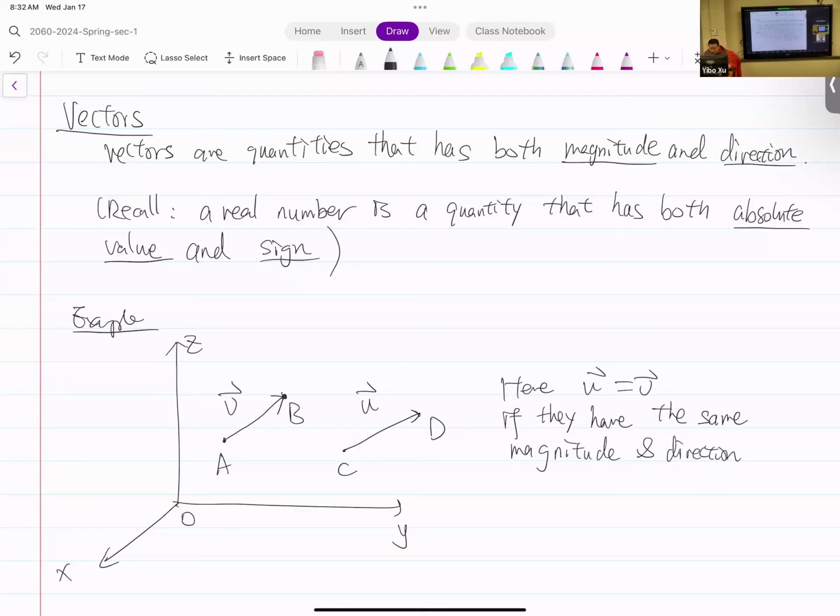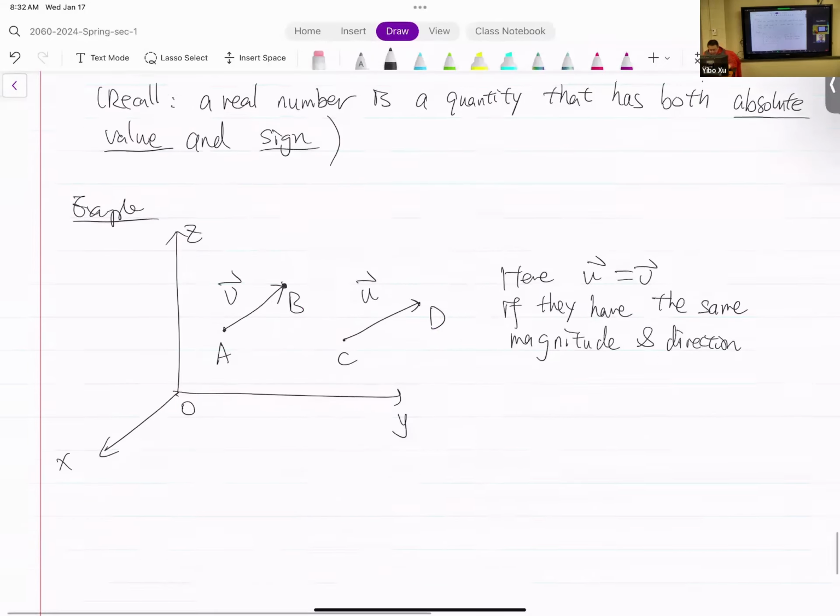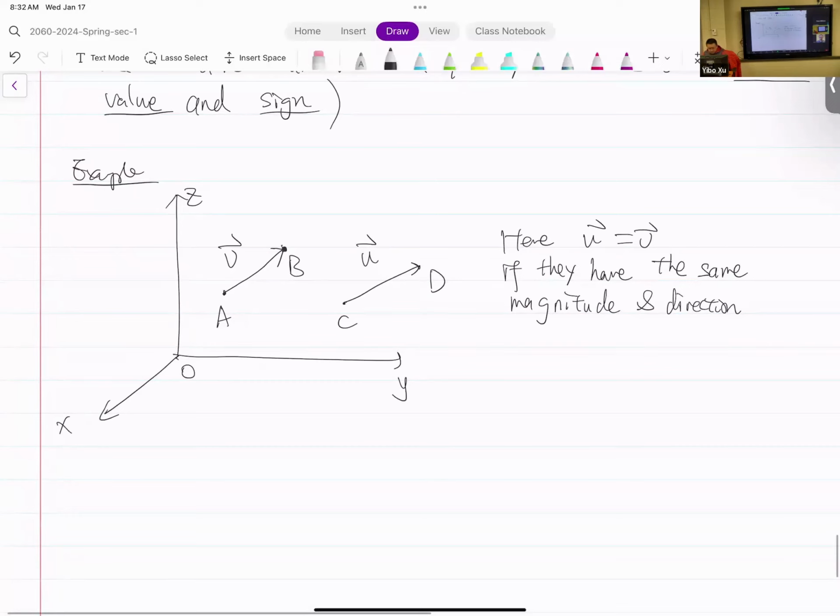So if they have the same direction, that means these two line segments from A to B, from C to D, they're parallel, right? But then when they have the same magnitude, it just means the lengths are the same. So basically, the vector right here, V, can be written as the vector from A to B, right? Here, I just want to mention that A is called the tail and B is called the head.